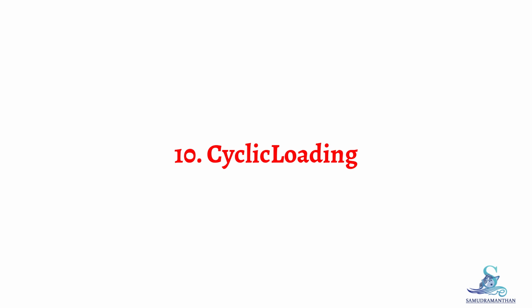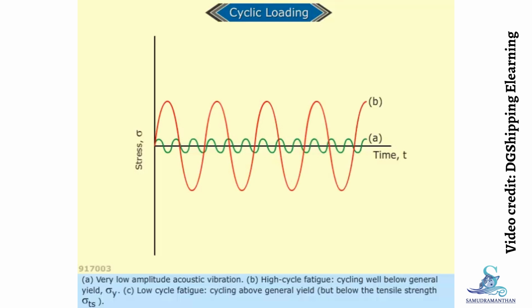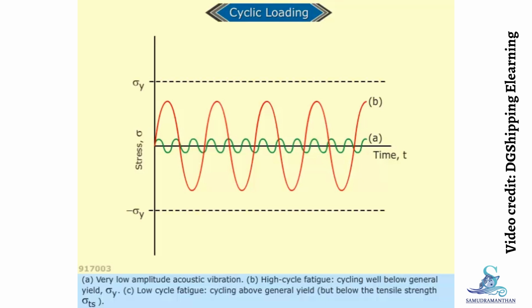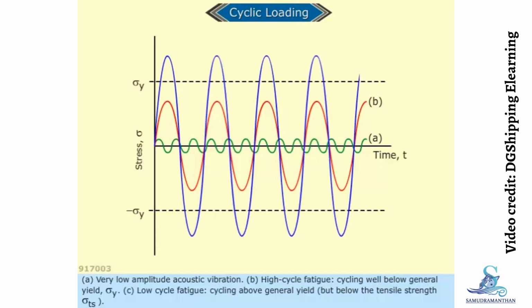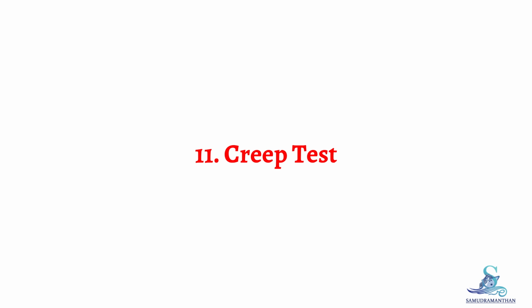Topic 10. Cyclic loading. A. Very low amplitude acoustic vibration. B. High cycle fatigue. Cycling well below general yield, Rho Y. C. Low cycle fatigue. Cycling above general yield, but below the tensile strength, Rho TS. Topic 11. Creep test.